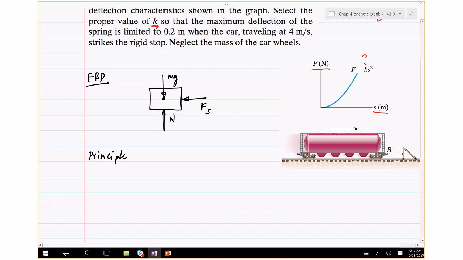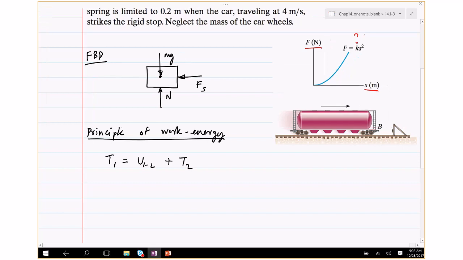So I'm going to skip F equals ma because I don't care about the acceleration. I'm not told to find the acceleration. So, the principle of work and energy, which says that the initial kinetic energy is equal to the work done by all forces acting on the body plus the final kinetic energy. The initial kinetic energy is half m v1 square, where we're given v1 is 4 meters per second.